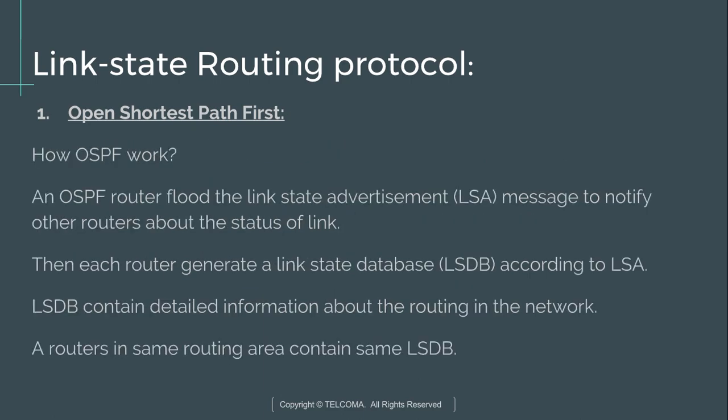The next is how OSPF works. So an OSPF router floods the link state advertisement, LSA, message to notify other routers about the status of the link. So first of all, whenever a router starts in OSPF, it floods the link state advertisement message in the network. Then each router generates an LSDB according to the LSAs received. So LSDB, that is link state database, contains detailed information about the routing, and routers in the same routing area contain the same LSDB.